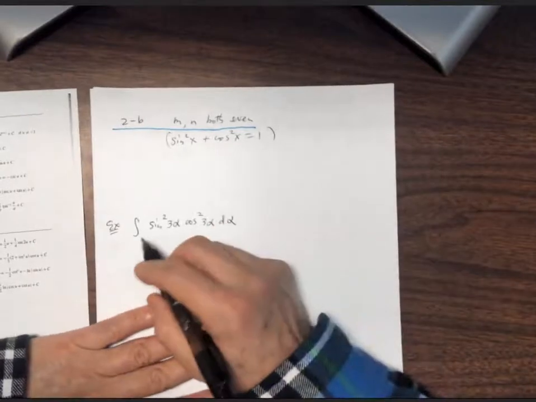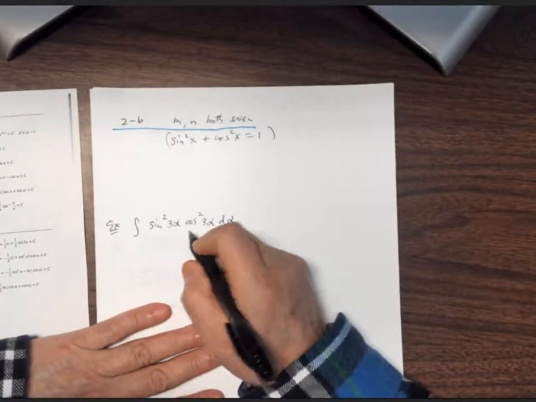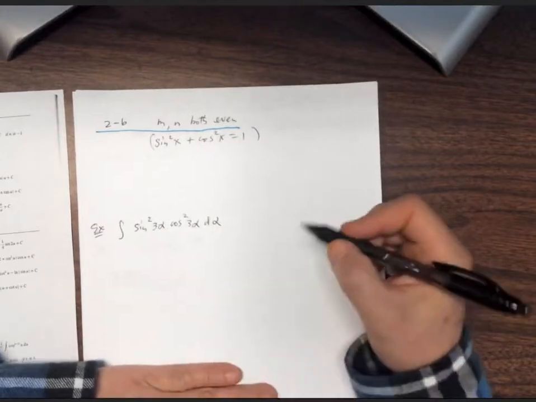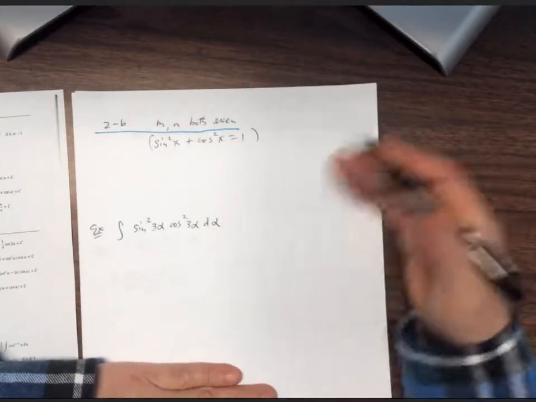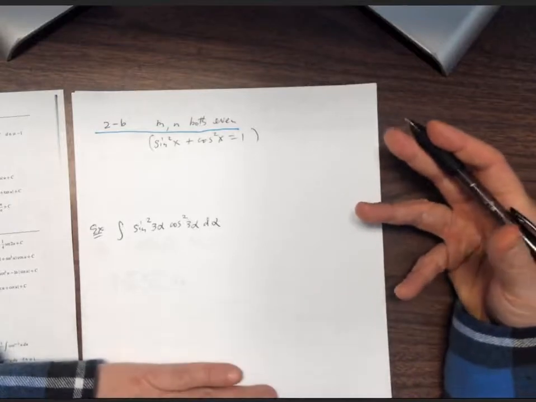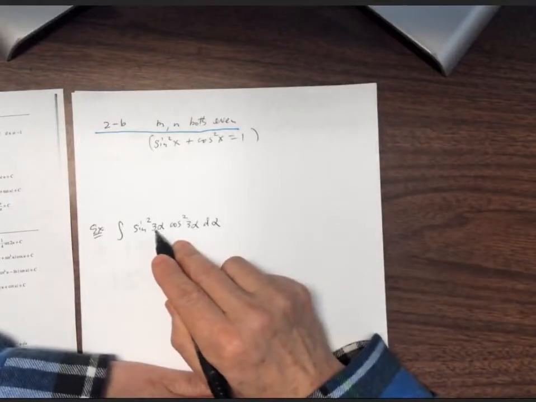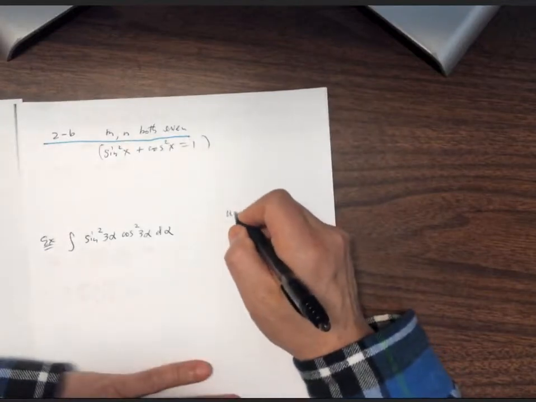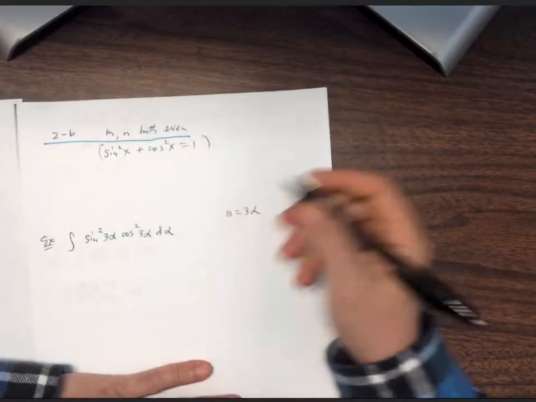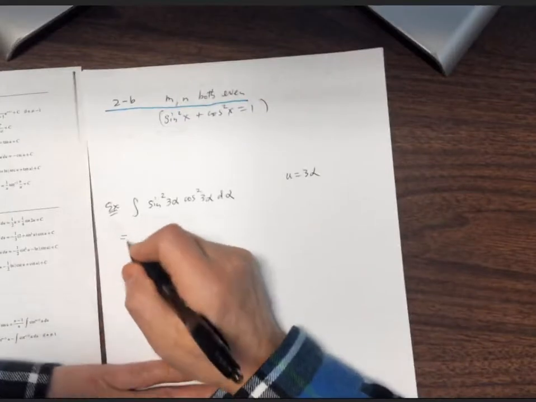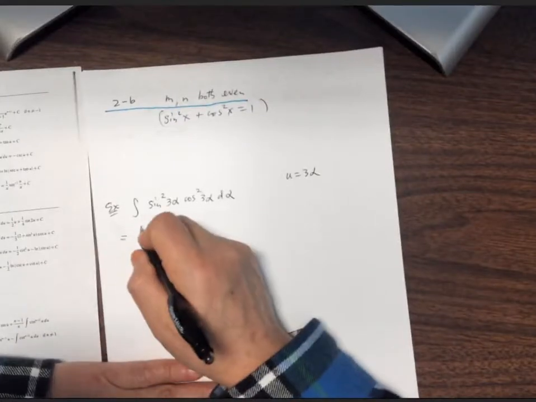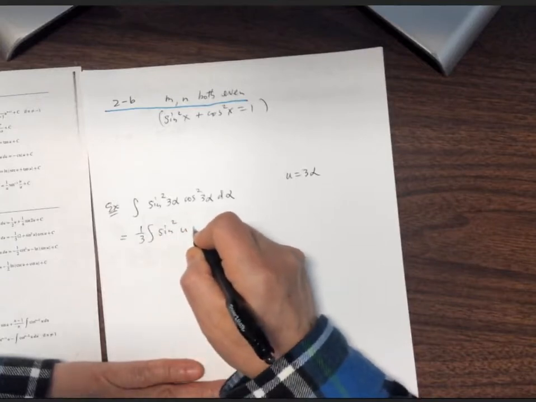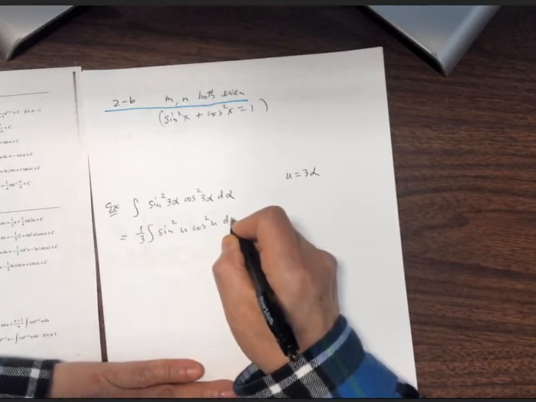Now first of all, it's 3 alpha. Let's take care of this, because in this case there's no hope for u equal to sine or u equal to cosine, that kind of substitution. We need to take care of the 3 first. Okay, we'll do a substitution: u equal to 3 alpha, simple. We've done this a lot of times. It becomes 1/3 sine square u cosine square u du.